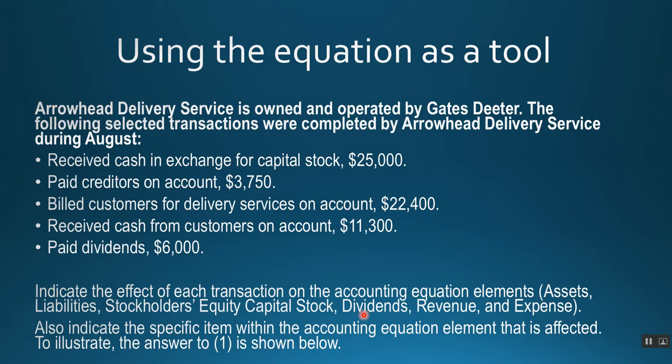So let's use the equation as a tool. Let's see how this works. Arrowhead Delivery Service is owned and operated by Gates Dieter. The following selected transactions were completed by Arrowhead Delivery Service during August. We received cash in exchange for capital stock, $25,000; paid creditors on account $3,750; billed customers for delivery services on account $22,400; received cash from customers on account $11,300; paid dividends $6,000. Now, indicate the effect of each transaction on the accounting equation elements: the assets, the liabilities, the stockholders' equity, the common stock, dividends, revenue, and expenses.